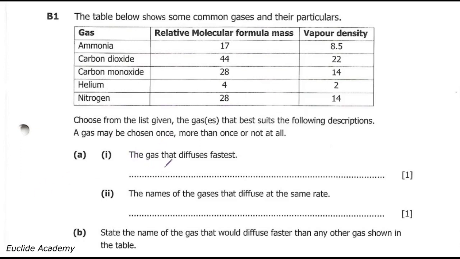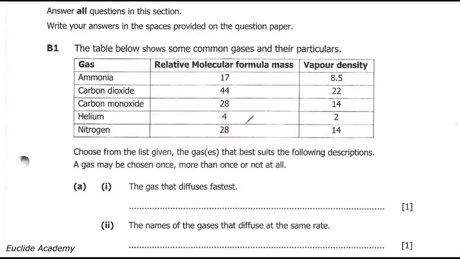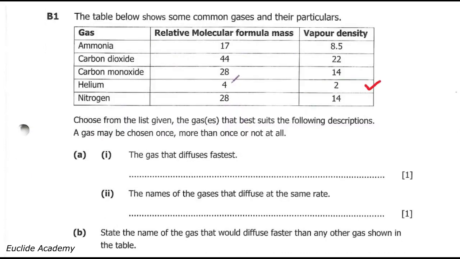A1, the gas that diffuses fastest will be the one with the lesser relative molecular formula mass and vapor density. And therefore we right away see that helium qualifies here. Helium has got 4, 2, the rest have got 44, 28, 20, 28, 17, and you can see that the smaller one here, or the one which is not heavy, is helium. So helium will diffuse the fastest. So here we're going to put helium. That is our gas that will diffuse the fastest.